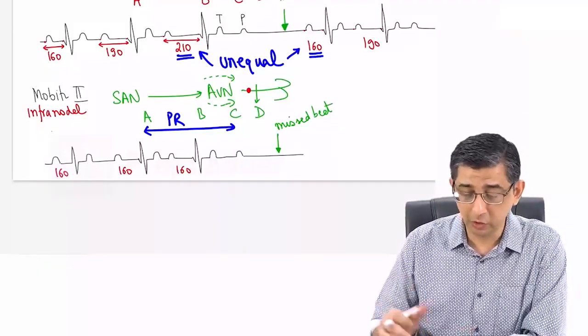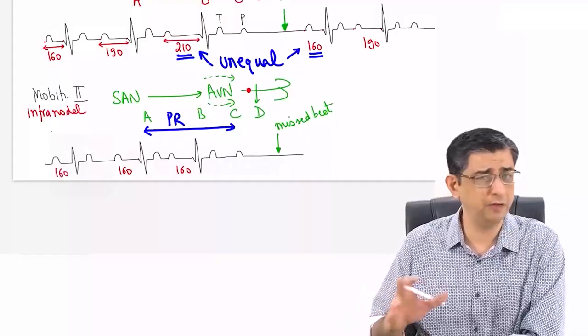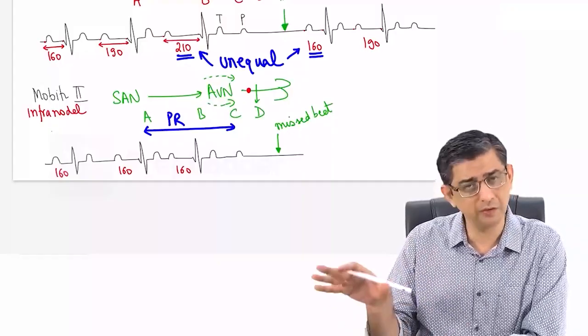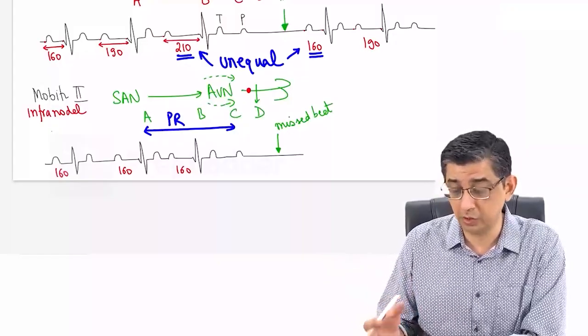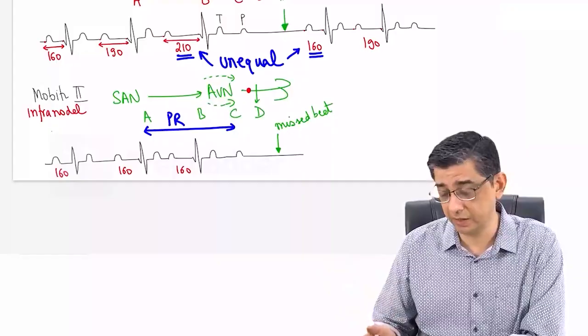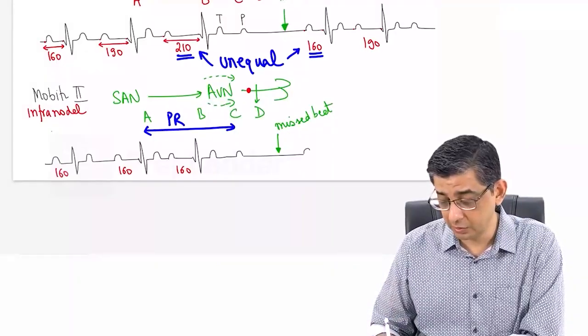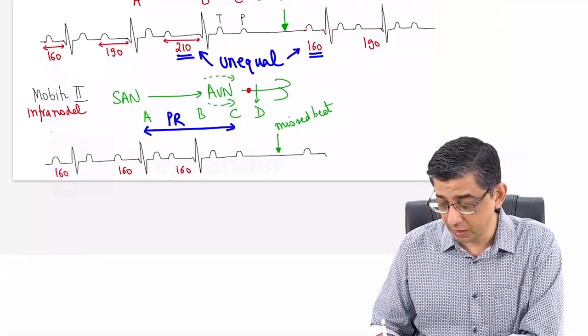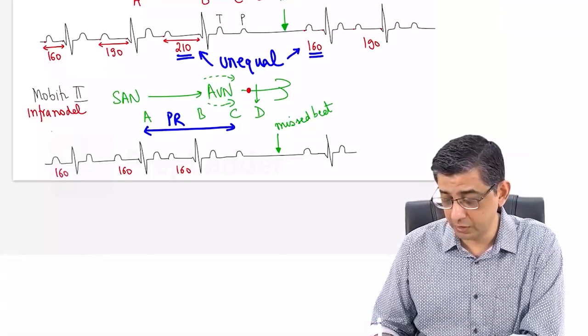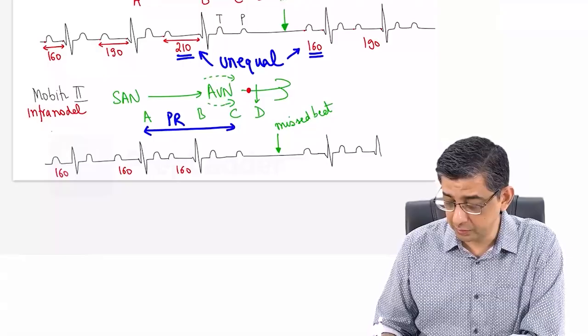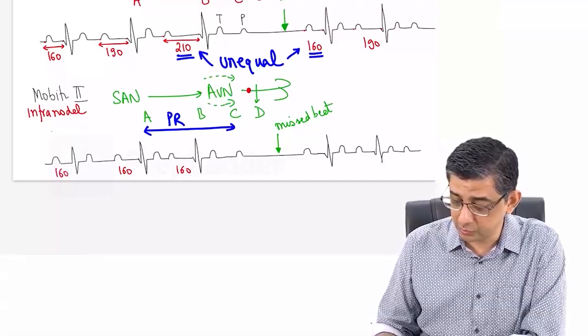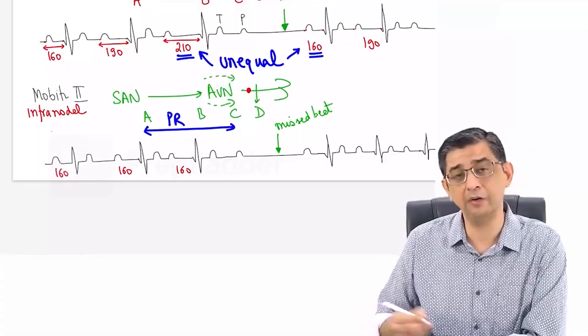In between, because the bundle of His is exhibiting very erratic behavior, sometimes it conducts, but sometimes it's not conducting. So because of this, there would be a sudden dropped beat occurring in this patient. And then once again, the rhythm will be reset. You will notice that if you look at the PR interval after the missed beat, it would be 160. And now there is absolutely no problem going on till the pattern reoccurs.